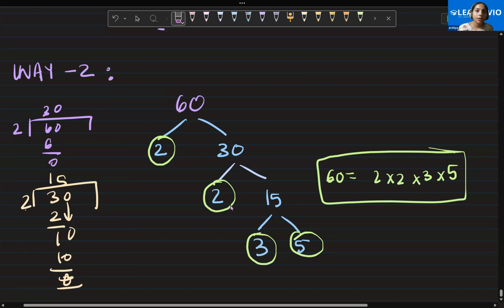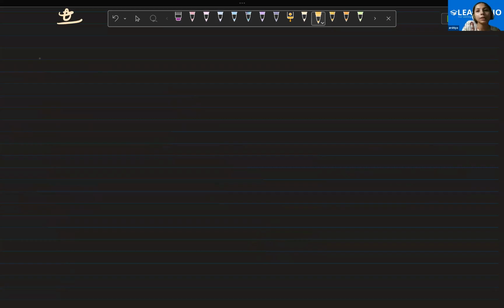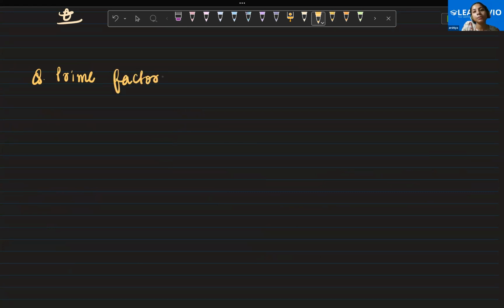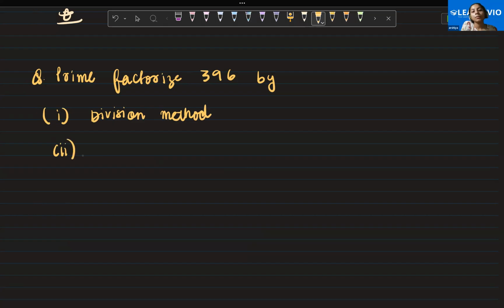You can write the question. You have to prime factorize the number 396 by using the division method and the factor tree method.